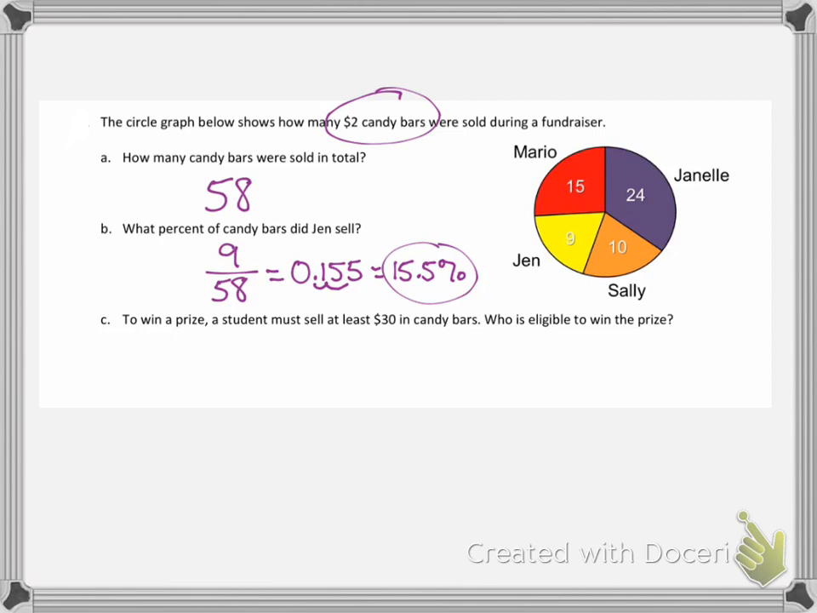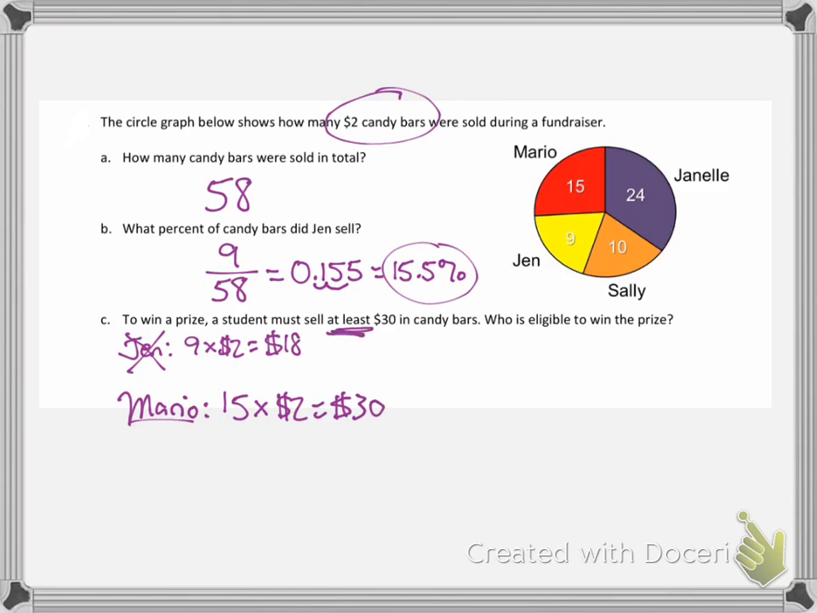So if we start with Jen, she sold 9 candy bars times $2. She only sold $18 worth. No prize for her. We've got Mario, who sold 15 at $2 a piece. He sold 30. So the qualifier is at least 30. 30 is at least 30, so that means it has to, again, be the same or higher. So Mario would be eligible to win a prize.